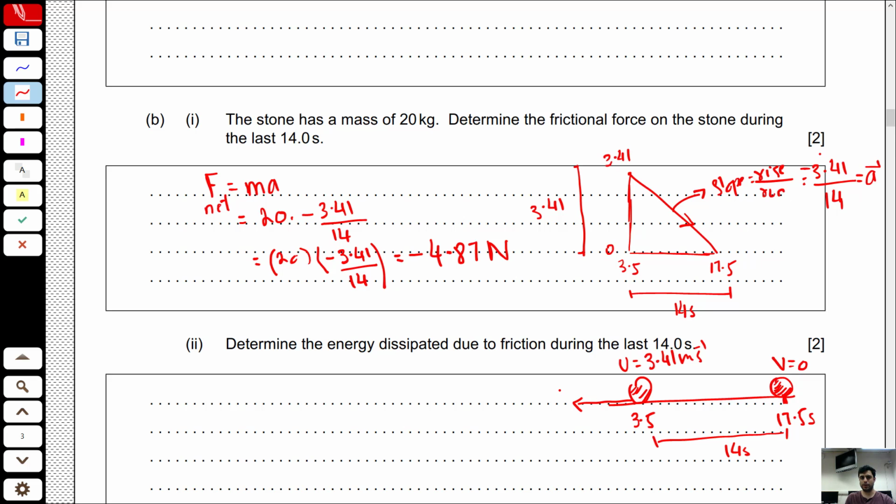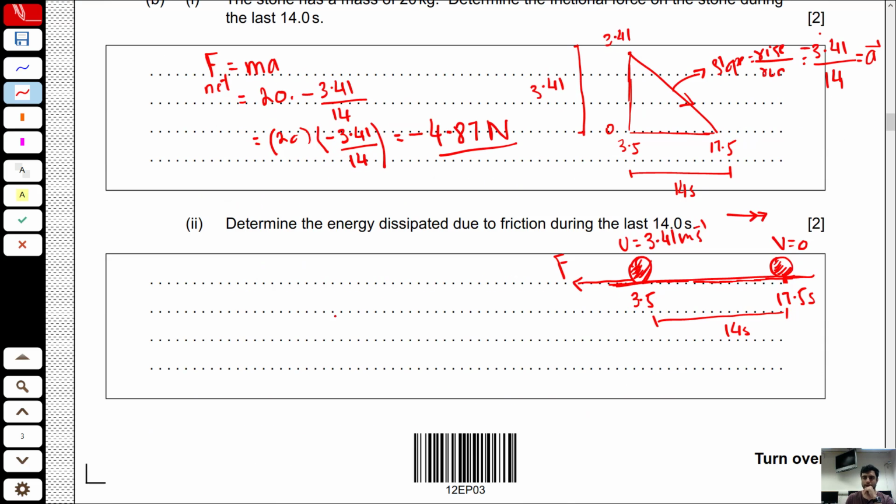So call it F. We already have the friction force. So this one is the frictional force. It is opposing the motion, and the motion is in the forward direction. So this is the scenario here. This is a rough surface.